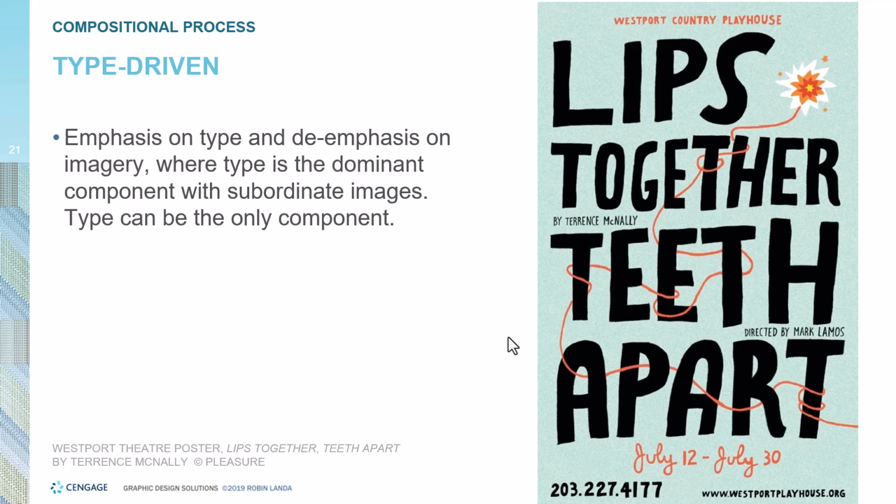When composing for a single surface format like a poster or a book or a magazine cover, consider the roles and interrelationships of type and images as a whole. Type-driven, image-driven, and visual-verbal synergy. Type-driven compositions emphasize type and de-emphasize the images, where type is the dominant force with images secondary. Type can be the only component of such a solution.